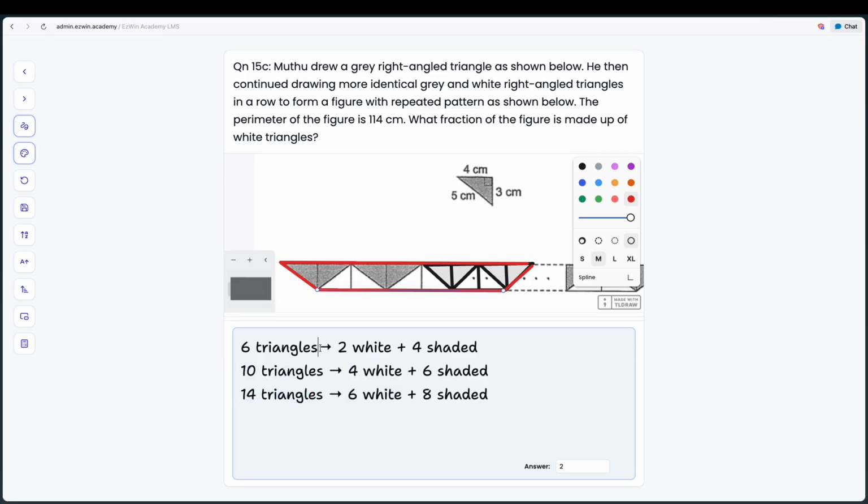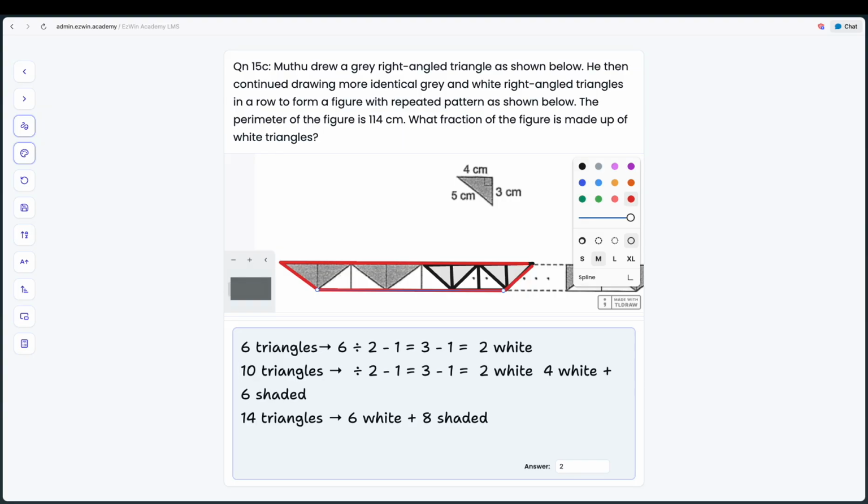So how do we get the wide? If you see the pattern, it is actually just 6 divided by 2 minus 1. So 6 divided by 2 minus 1 is 3 minus 1, which is equal to 2 wide in this case over here. Then we can do the same to the rest. So 10 triangles, how many wide? Instead of 6, this will be 10 divided by 2 minus 1, which is 5 minus 1, and this will give us 4 wide.